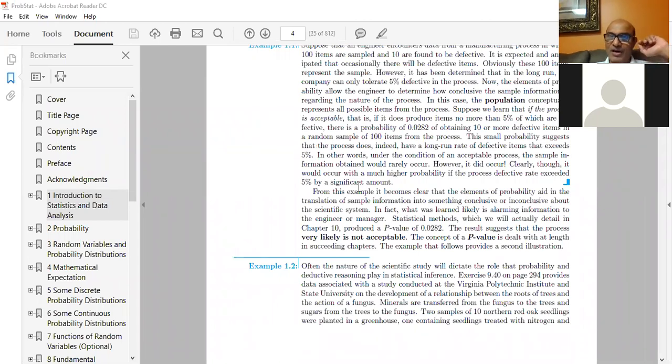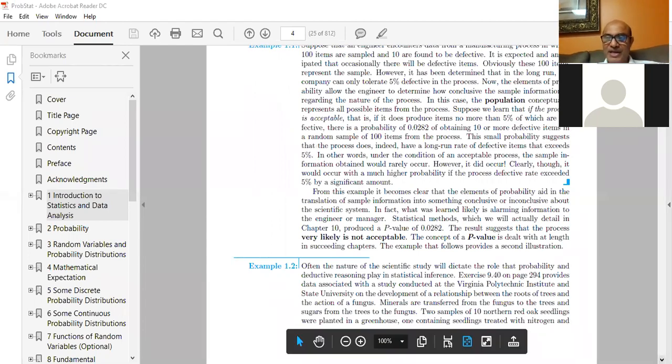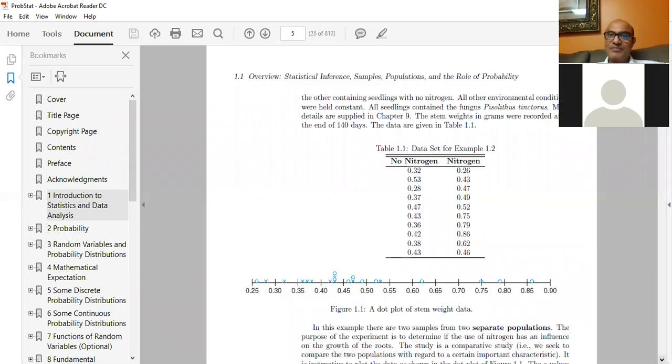Look at here. Often the nature of the scientific study will dictate the role that probability and deductive reasoning play in the statistical inference. And that's what I just explained to you. We have two things. One containing the seedlings treated with nitrogen, and the other containing seedlings with no nitrogen. All other environmental conditions are held constant. We don't count other environmental conditions because I know they play a big role over here, but just for the sake of convenience, let me just skip that part.